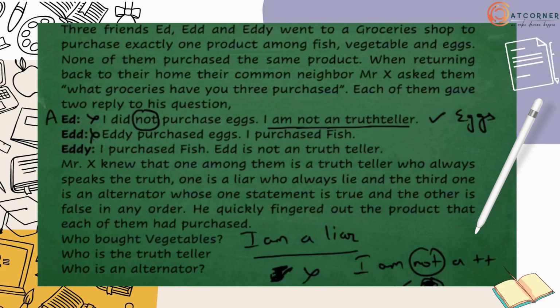And if this statement is false, his second statement will also be false, because then there is only a liar left. If the first statement is false, then that person will be a liar. Now, if he is a liar, "I purchased fish" will be false. He did not purchase fish. Eddie purchased fish, and Ed purchased vegetables. Now, coming to Eddie's statement, "I purchased fish" will be a true statement. "Ed is not a truth teller" is again a true statement, so he will be a truth teller.